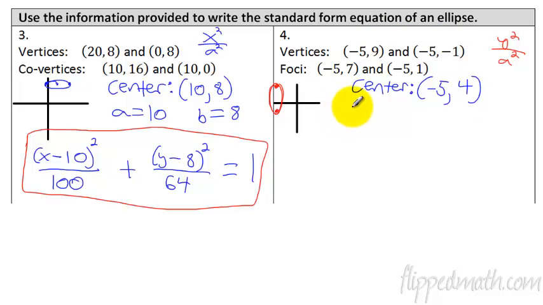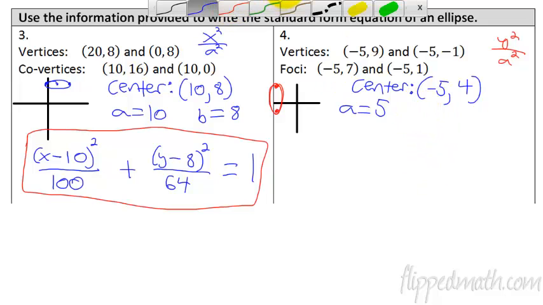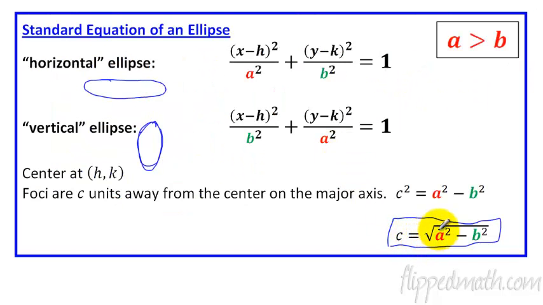What's next? Our a. From the center to a vertex, how far is that? -5 to -5 is nothing. 4 to 9, that value is 5. So our a is 5. Our b, we won't know, because there is no information to give us just the b. So instead of writing down b, let's do this. Our formula is c equals the square root of a squared minus b squared. Sometimes it's nicer if you manipulate this: b squared equals a squared minus c squared.